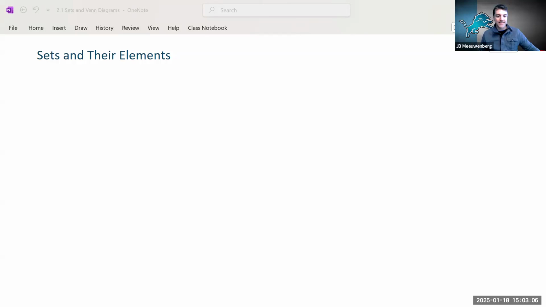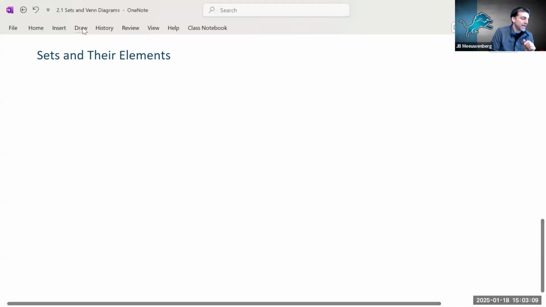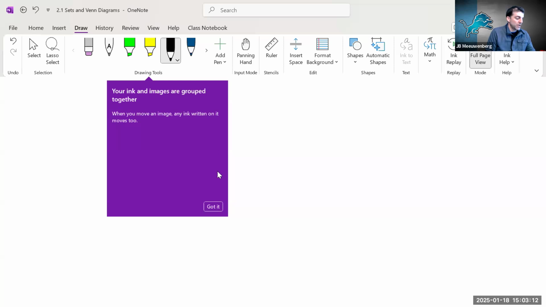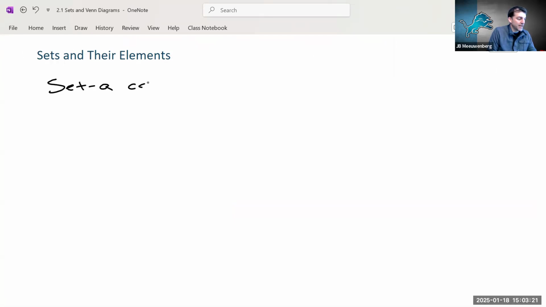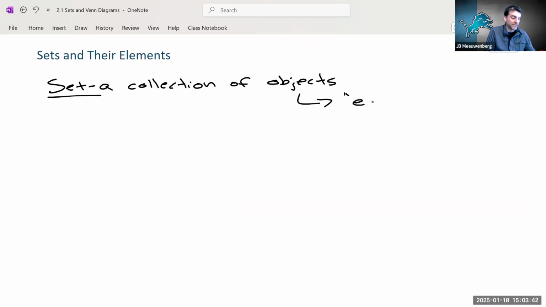So what is a set? What is a set? So a set can be defined as a collection of objects. And they can be anything. They can be numbers, they can be words, they can be letters, they can be ideas, anything. So a set is a collection of objects, and those objects are called elements. So sets are made up of elements.